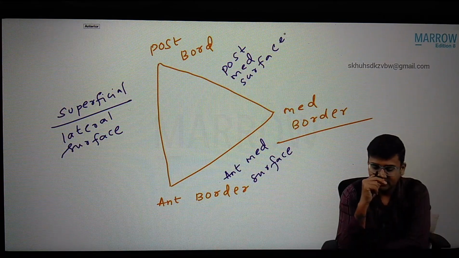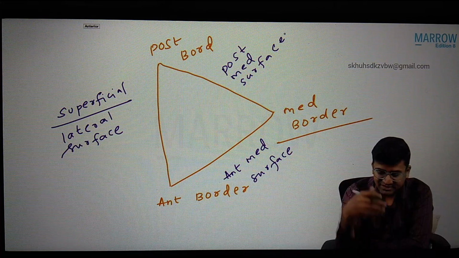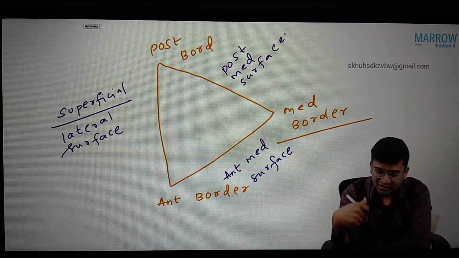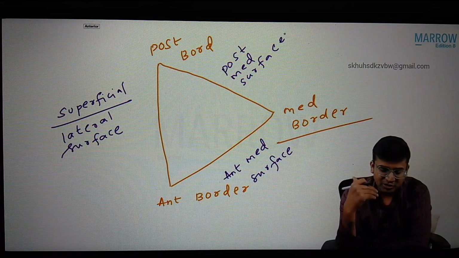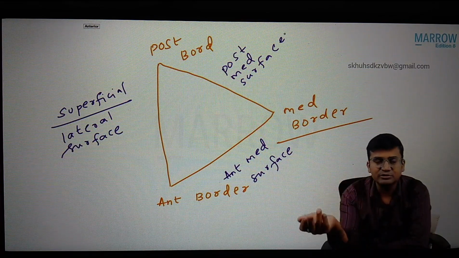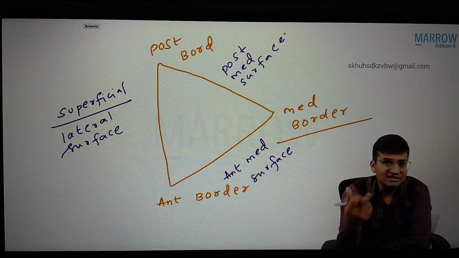Posteromedial surface. So we have three borders and three surfaces. The anterior border is present between the lateral surface and the anteromedial surface. The medial border divides the anteromedial surface from the posteromedial surface, and the posterior border is present between the lateral surface and the posteromedial surface. Very simple. Three borders, three surfaces. Now what are the relations?